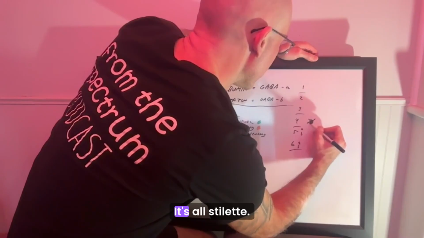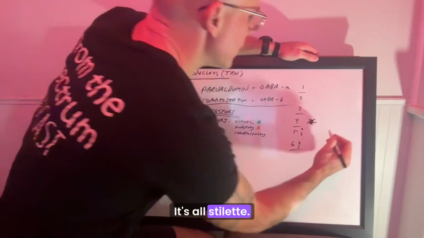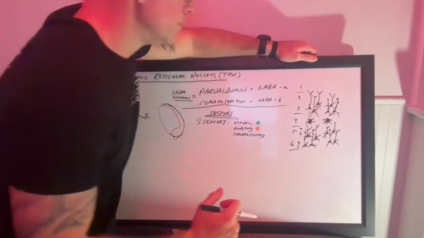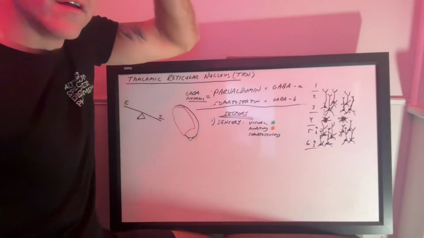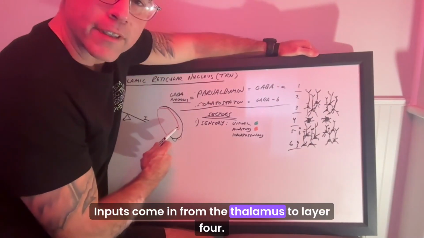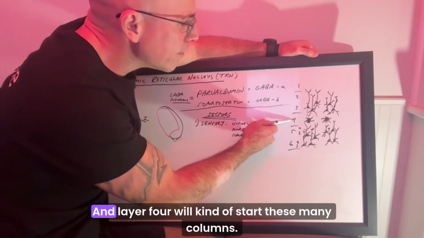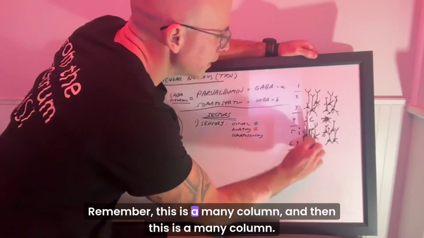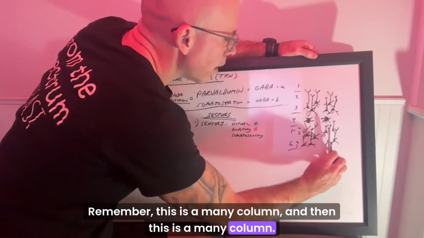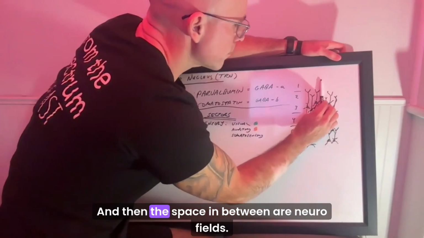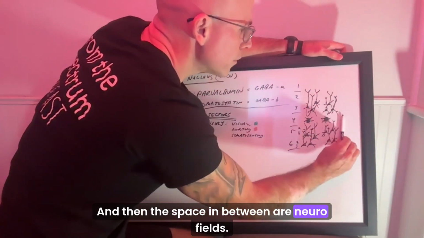Remember layer 4. It's all stellate. Remember the mini columns. Inputs come in from the thalamus to layer 4. And layer 4 will kind of start these mini columns. Remember, this is a mini column, and then this is a mini column. And as you build mini columns, they're macro columns. And then the space in between are neuropil.